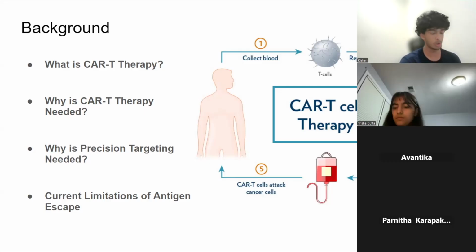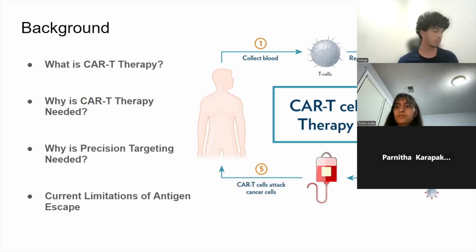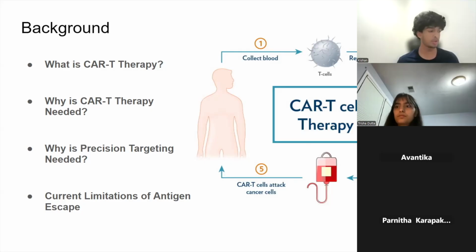So, current limitations: antigen escape. The problem is tumors can stop expressing the target antigen or mutate to avoid detection by CAR T cells. Logic-gated CAR T cells: we specifically opted to use the AND logic gate in which both of the antigens chosen must be expressed in order to be targeted by the T cell.